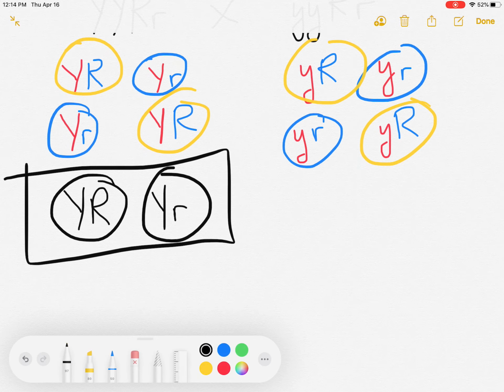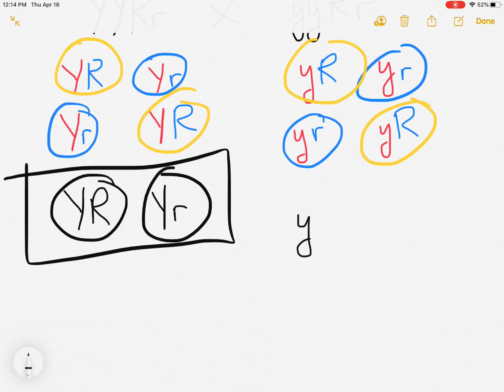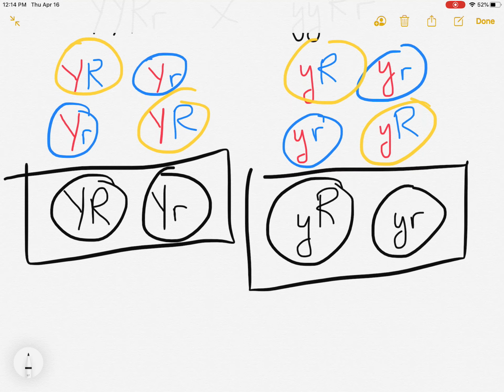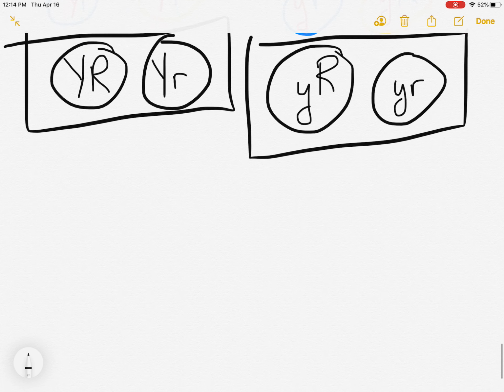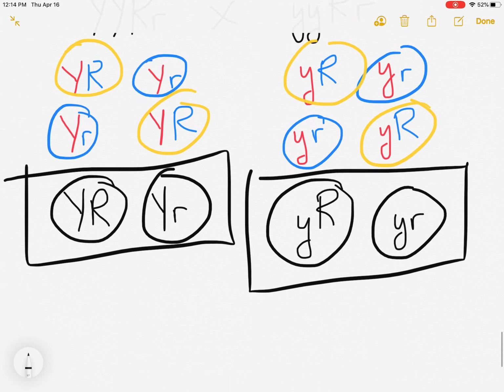These two are the same as these two. So there's only two possible gametes that I'm going to get from this one. I'm going to get a little y, big R gamete, or I'm going to get two little guys like that. So those are the gametes I have to work with in my cross. So let's see what would happen.